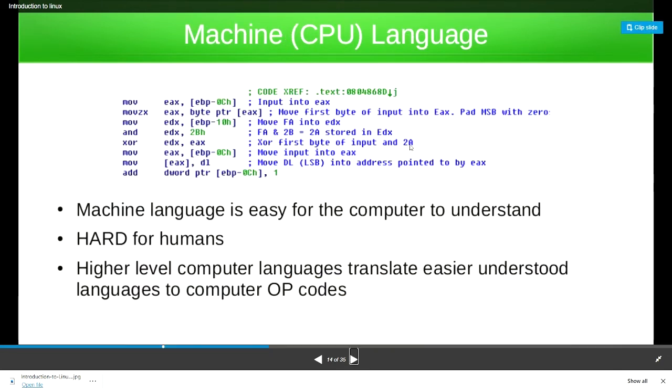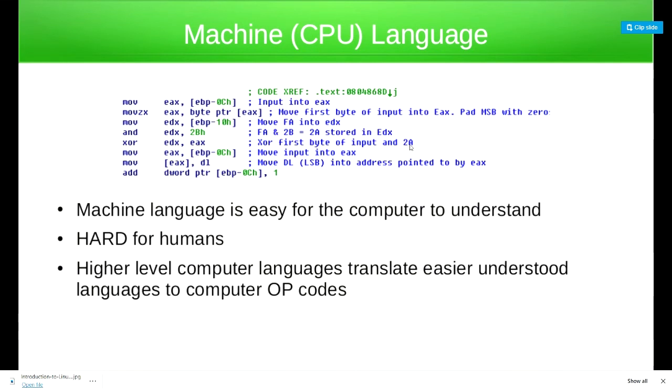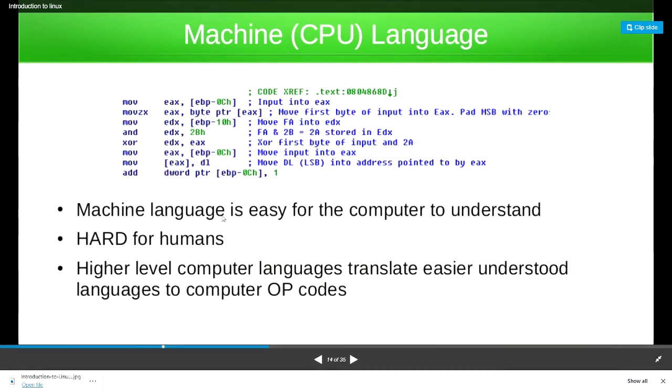Now, machine CPU language. Machine language is easy for a computer to understand, hard for humans. Higher level computer languages translate easier understood languages to computer or the OP codes. This is the code, different code. So meron siyang MOV, EAX, byte, first byte input into EAX POW. This is the code na tinatawag na coding. Siguro if you have an experience in programming, maybe later, lalo sa mga estudyante, you can always encounter the coding, yung tinatawag na codes. We call that one sometimes script. Okay?